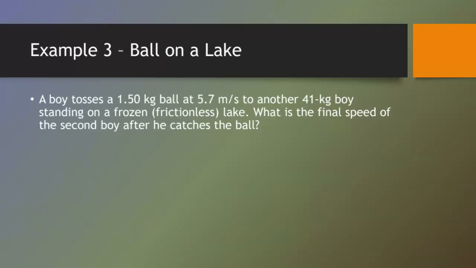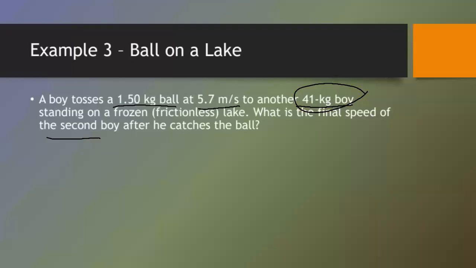A boy tosses a 1.5 kilogram ball at 5.7 meters per second to another 41 kilogram boy standing on a frozen frictionless lake. What's the final speed of the second boy after he catches the ball? So the second boy is just standing there, not moving. His initial momentum is zero.